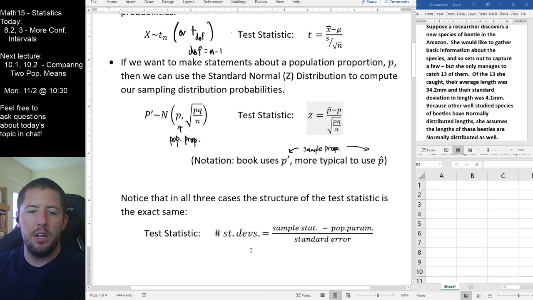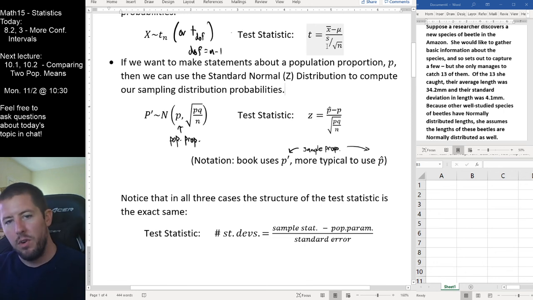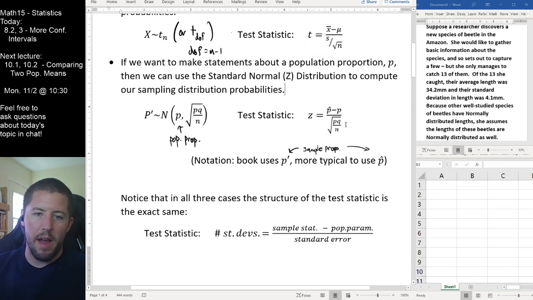The number of standard deviations away from average that we're estimating our sample to be is always computed by our sample statistic, either P hat or X bar, minus our population parameter, either P or mu, divided by our standard error term, either S over root n, sigma over root n, or square root of PQ over n.